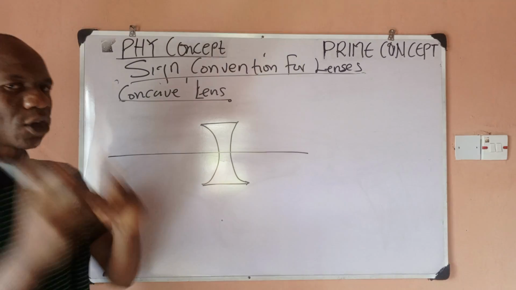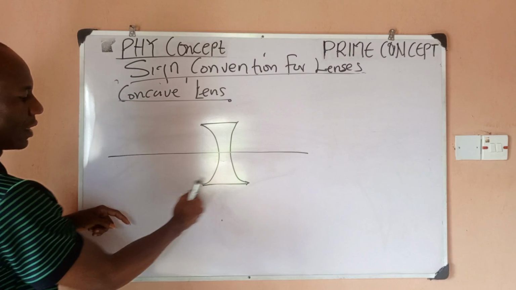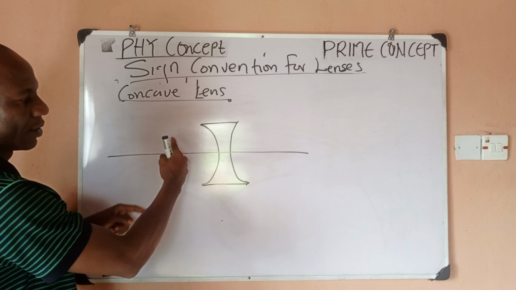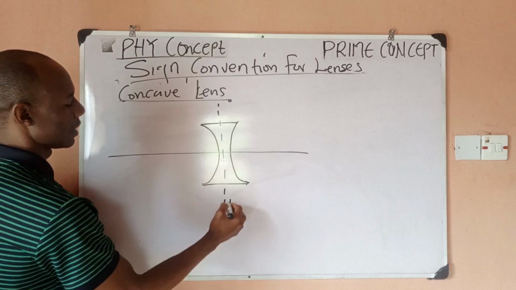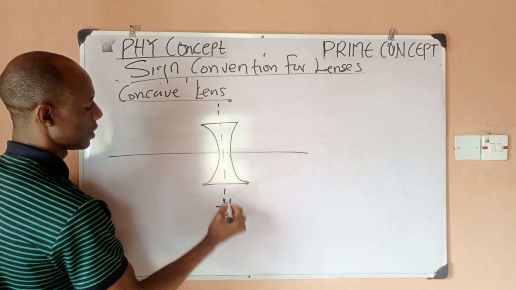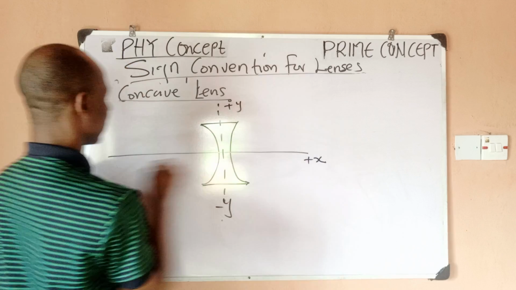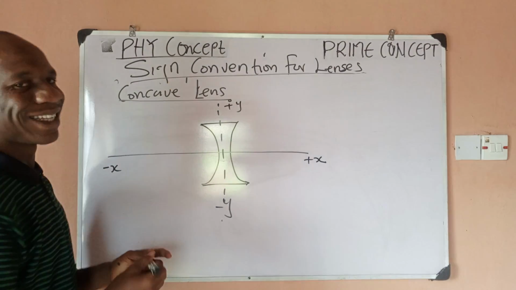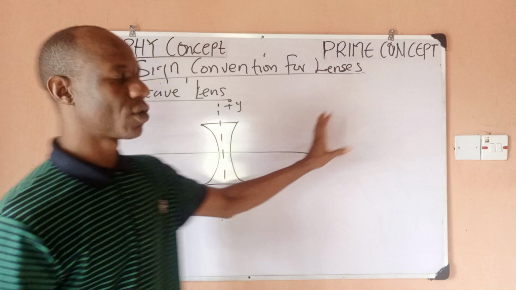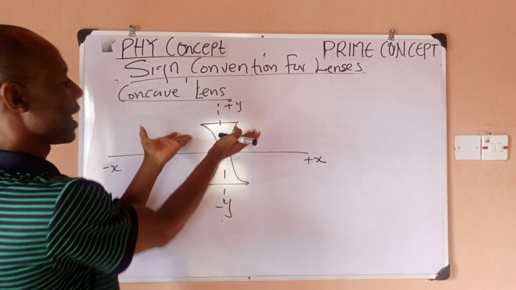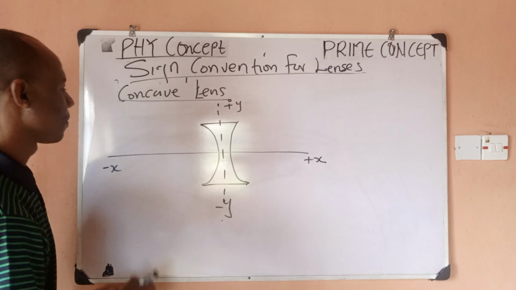Now, you'll notice that for your concave lens, this is your first surface, which curves in this direction. You can see it, unlike your convex. So the same way, this is my negative y, this is my positive y, this is my positive x, and this is my negative x. So anything that falls to this side falls to the negative x. Anything that falls to this side falls to the positive x. Anything facing up is positive y, facing down is negative.